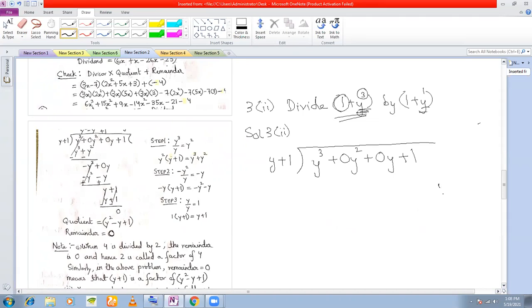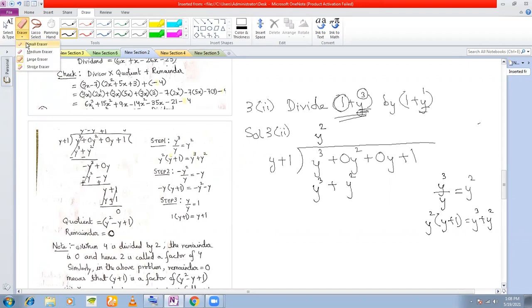So you have the leading term as y cube and the leading term of the divisor as y. You divide them to get plus y square. We write plus y square here. And now this y square you multiply with the divisor to get y cube plus y square, right? So you have y cube plus y square, fine. Now you subtract.